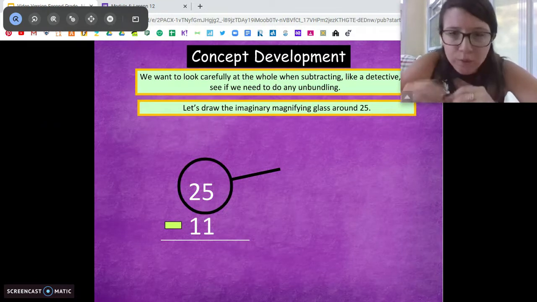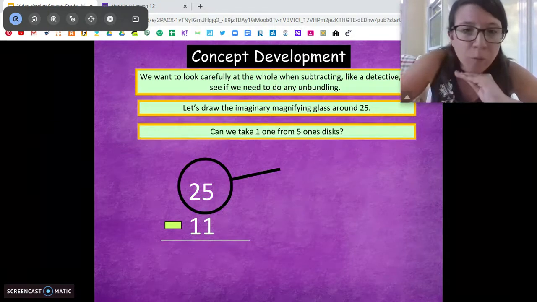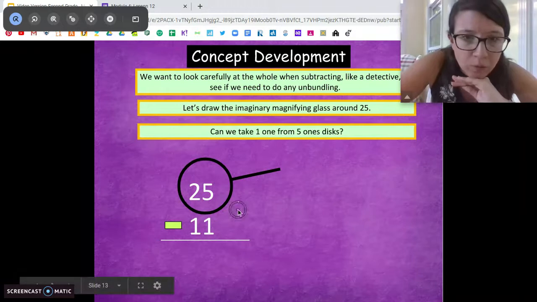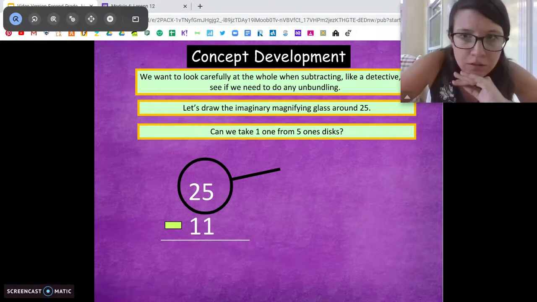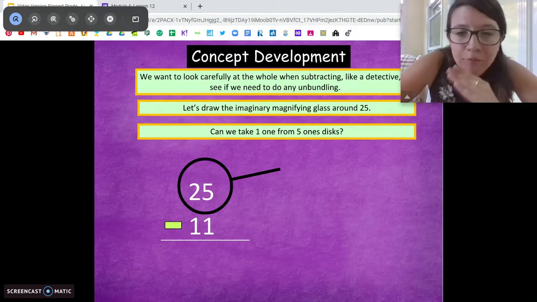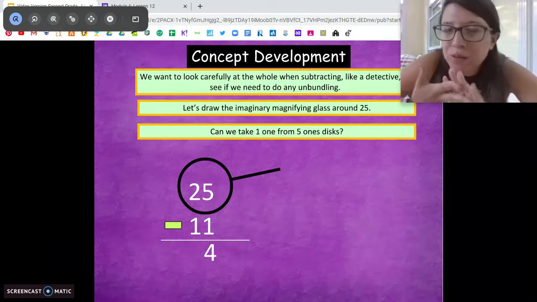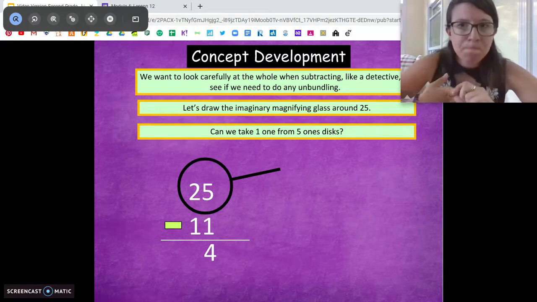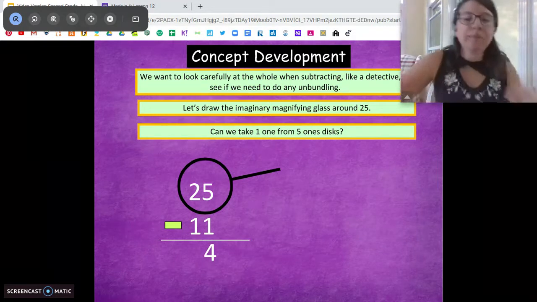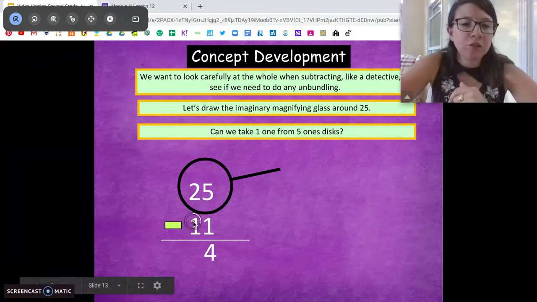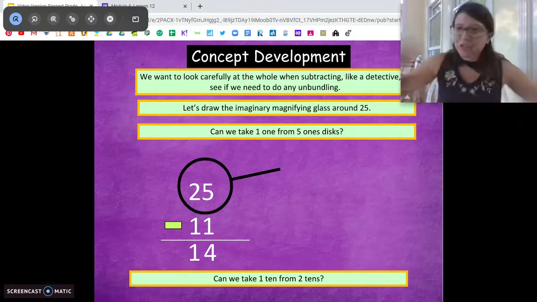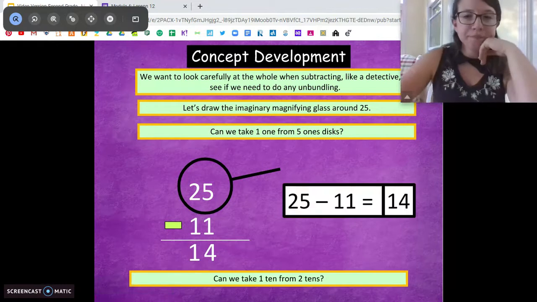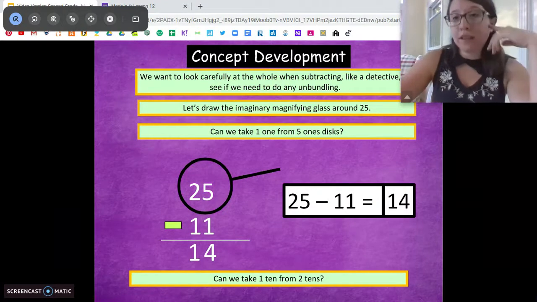Okay, our whole is 25. Now, can we take 1 away from 5? We can, right? 5 minus 1 is 4. So do we need to do any unbundling with this one? We don't. Good detective work. And then we can just subtract our 10s. 2 minus 1 is 1. We're done. Good. All right, let's try another one. So 25 minus 11 is 14.